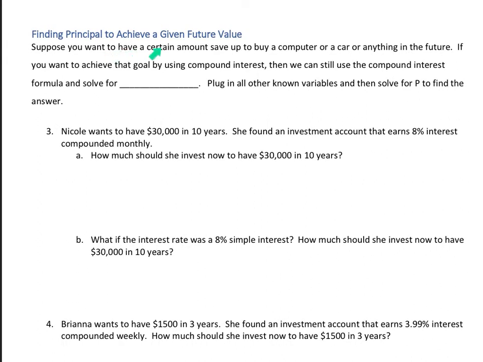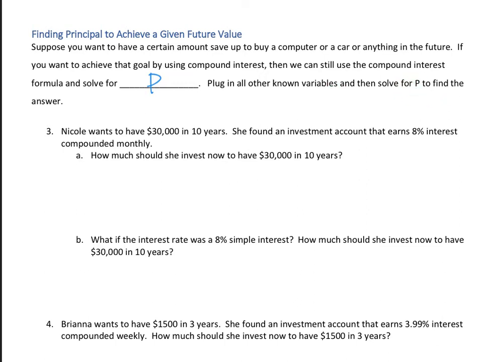Suppose you want to have a certain amount saved up to buy a computer or a car or anything else in the future, right? To achieve that goal using compound interest, you can still use the compound interest formula and then solve for P, which is the principal. So I want to have $5,000 in 2 years. How much do I have to invest today to get that? Hopefully it's less than that, because then I'll earn money on it, right? So I'm still going to use the compound interest formula, plug in all the known variables, and then solve for P, the principal, to find the answer.